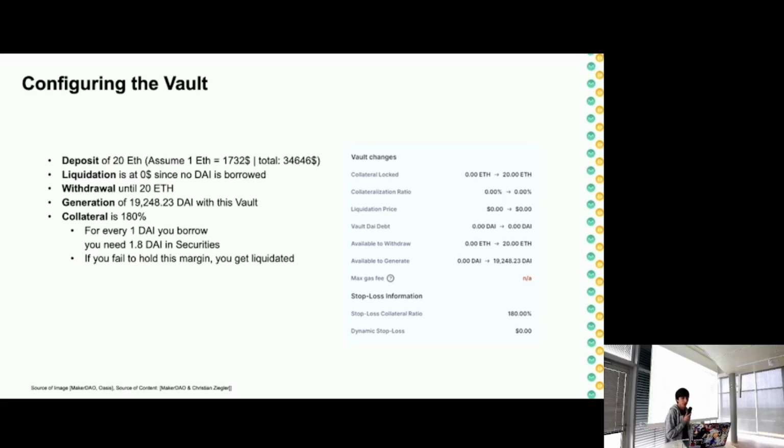So what that means is from our about 35,000 US dollars, we can borrow 19,500 DAI from this vault without getting liquidated. Important here is if we do not keep the safety margin, so let's say we withdraw 20,000 DAI, our vault immediately gets liquidated and we lose all of our money. So therefore we always have to stay below the safety margin.